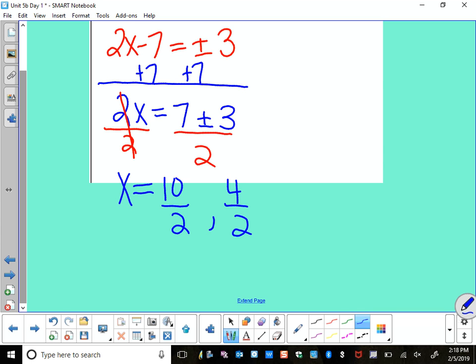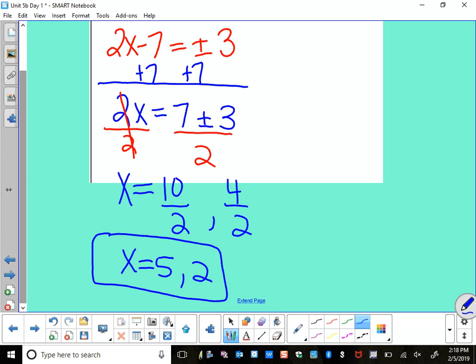Alright, you can keep it like that if you want, but I would just go ahead and simplify. Why do you have the 4? 7 minus 3. Oh. So your plus or minus here is 7 plus 3, 7 minus 3. That's what that plus or minus means. We're doing 2 operations.